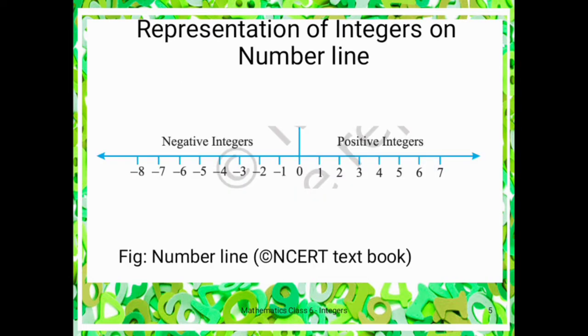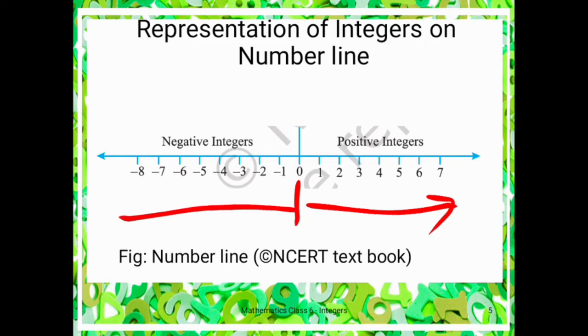Okay, next topic is the representation of integers on the number line. You have already learned how to represent whole numbers on the number line. Whole numbers comprise only 0, 1, 2, 3, etc. That means from this part you have already represented a number line. And integers consist of negative integers and positive integers along with 0. So we represent the negative integers to the left of 0. Okay, so positive integers, then 0, then negative integers. This is the representation of numbers on the number line.